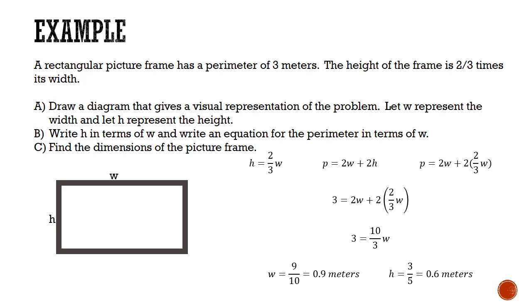We represent the width with a W and the height with an H. We use the information to write the height in terms of the width. The height is 2/3 the width. We write our formula for perimeter, and again we substitute 2/3 W in place of H. And we work the problem. Combine like terms, solve for W, 0.9 meters, and then solve for the height.